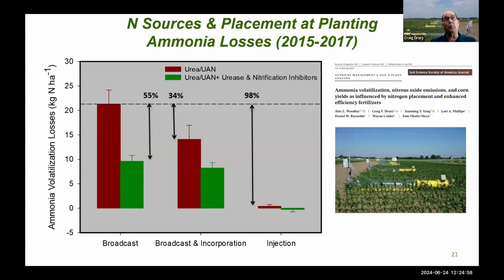Broadcasting and incorporating helps. Just by trying to work it into the top inch or two can decrease ammonium losses, again, from about 22 down to about 14. But again, with broadcast incorporating, that second green bar, with the inhibitors, an even greater reduction, probably around 60%. However, if you look at the last two, if we inject nitrogen in soil, especially if we use packing wheels and such, we can actually almost eliminate losses.